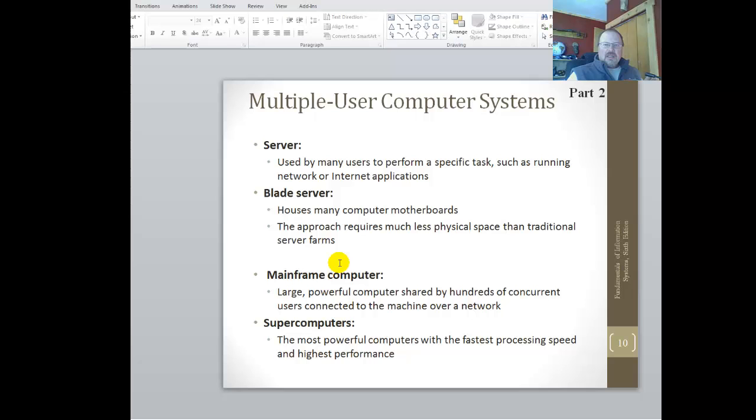Next slide talks about multi-user computer systems. So you have your desktop. You have your desktop operating system. That could be Linux, could be Windows 7 and 8's on its way, or it could be the Mac OS, which I think Mountain Lion is the newest one. But then you start talking about servers. So with a server, that's used by many users to perform a specific task, such as running network or internet applications. And then that server, which you see like at Helena College, your Y drive is out there on that server. Your email is all held on one particular server. So that particular machine, all of you as students access it.